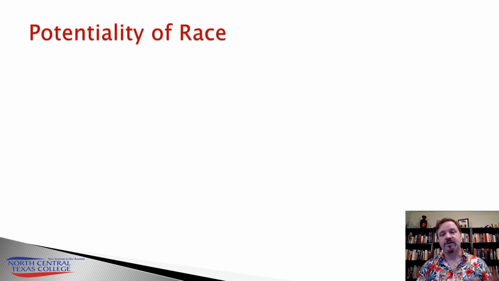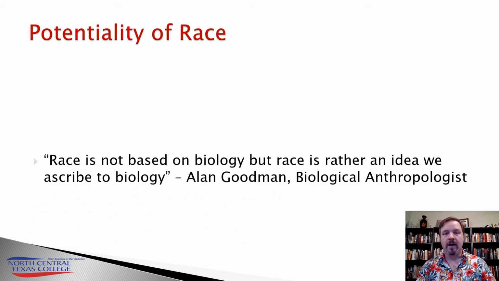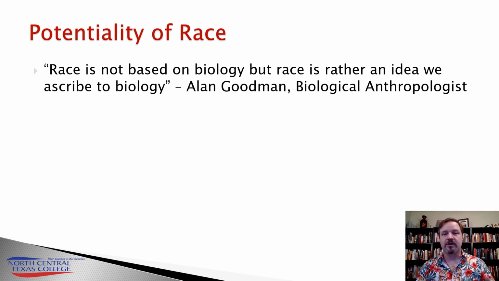Here are a couple quotes to really drive that point home. Alan Goodman is a biological anthropologist, and what he said about race is that race is not based on biology, but race is rather an idea we ascribe to biology. In other words, it's kind of backwards thinking. Race isn't a product of biology. Race is a social construct, right? We create it in our societies.